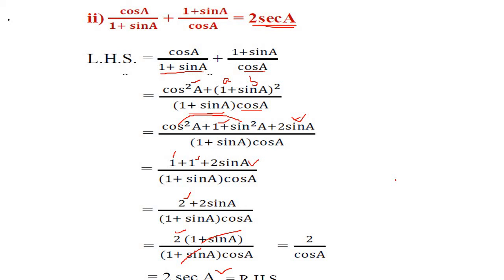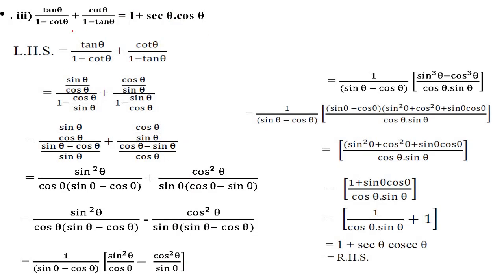Let us move to next problem. Prove that tan theta divided by 1 minus cot theta plus cot theta divided by 1 minus tan theta is equal to 1 plus secant theta into cosecant theta. Let us write the LHS as it is. Then write tan theta as sin theta by cos theta, cot theta as cos theta by sin theta, and so on.